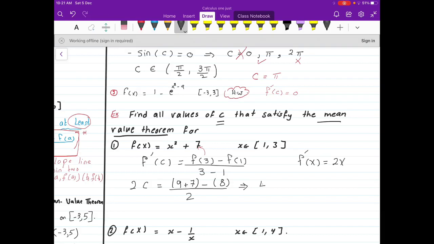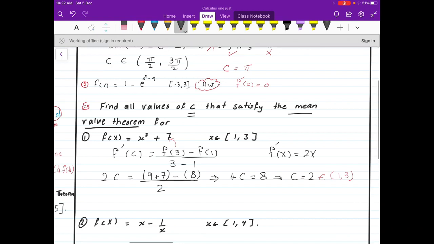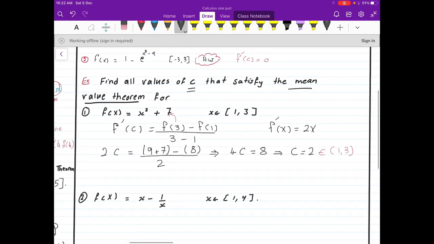Now, 2c times 2, 4c = 9 plus 7, 16 minus 8, 8. So we get c = 2. هاي 2 must belong to the open interval 1 3. يجب أن تكون ضمن الفترة اللي عنا. معناته قيمة c = 2. معنى هذا الكلام إنه السلوب ل tangent line عند النقطة 2 equal the slope of the line that joins the 2 points 1 and 3.